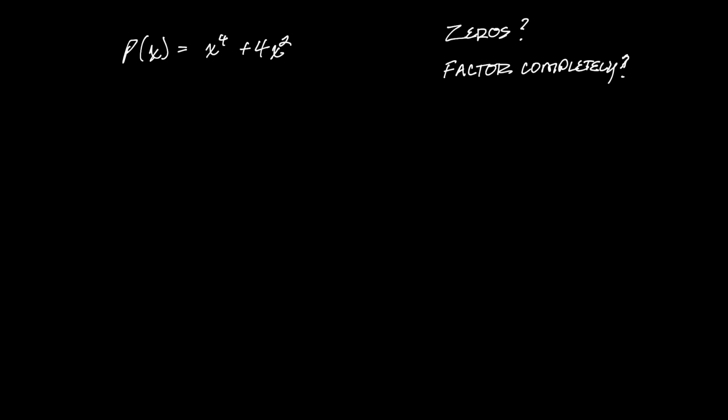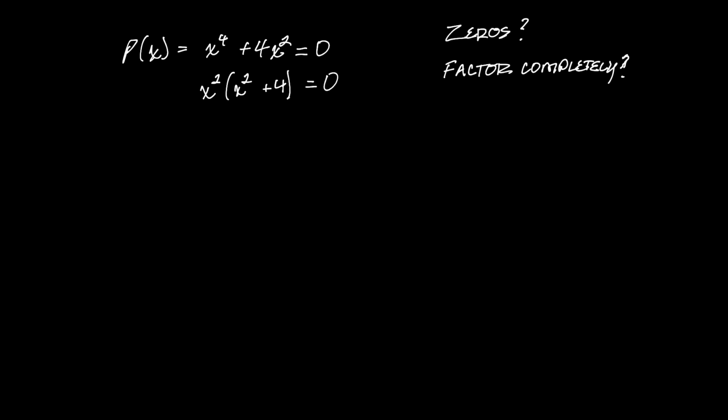So here's an example that's going to illustrate the multiplicities. We're looking at a 4th degree polynomial here, p of x equals x to the 4th plus 4x squared. So there should be 4 zeros with this according to the fundamental theorem of algebra. On a problem like this, we set it equal to 0 and factor. I have a common factor of x squared, so I'm going to factor that from this expression.